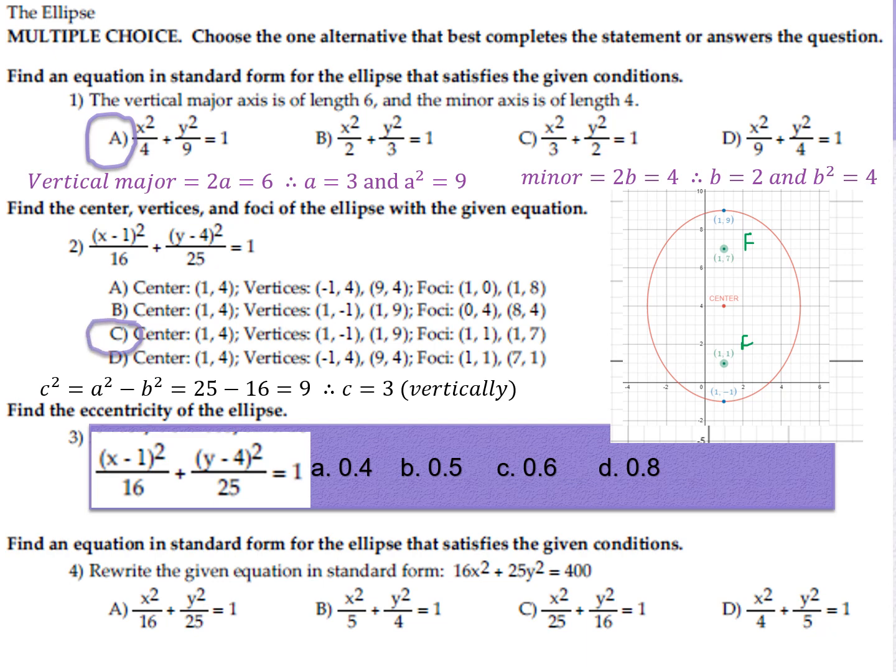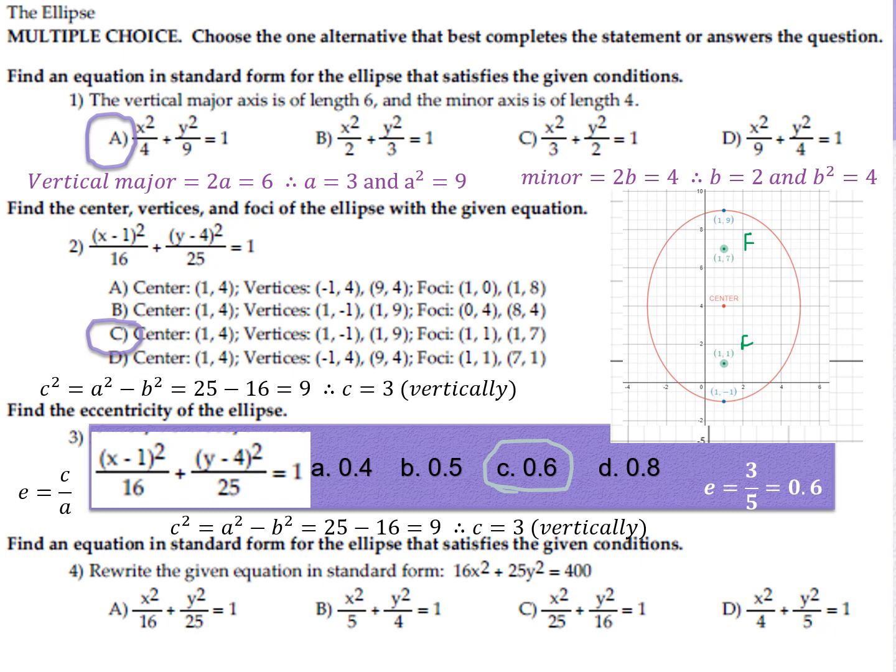Number 3, I'm given the equation and I need to find the eccentricity. So that's C over A. So I need to find C. Now notice this is the same ellipse we just worked with above, and we already found C, but let me show you that again. We see that C is 3. It's vertically situated. So I get 3 over, now be careful, don't use 3 over 25. Remember the 25 is A squared. So we just want A, so it's just 3/5, which would give me 0.6.